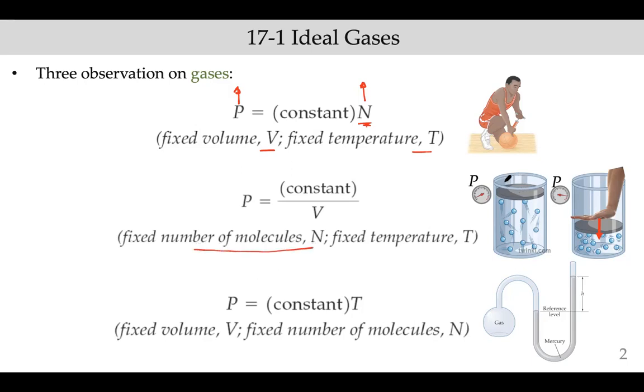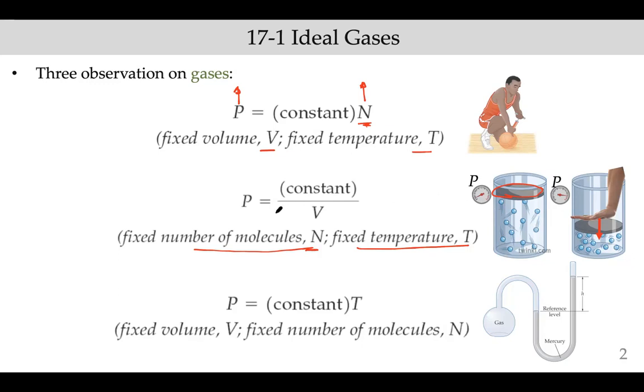The second observation is, if you have a container where now the number of molecules is fixed, and there's a piston that can go up and down, N is fixed now, but the pressure can change. And if you fix the temperature, whatever you do, like pushing the piston down, if you do it really, really slowly, the temperature will not change.